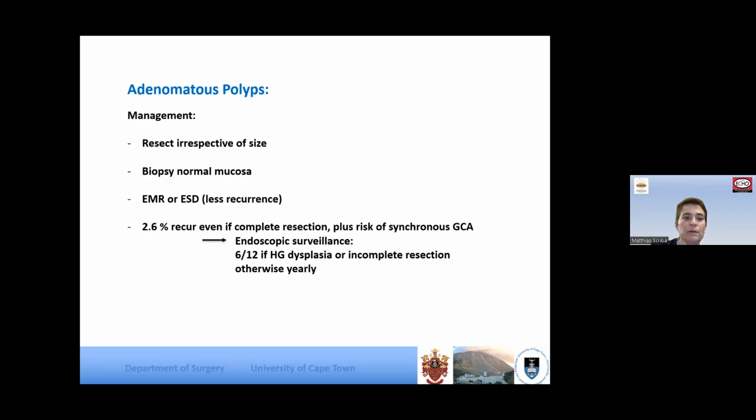What should you be doing? You must resect them, irrespective of the size. Small, big, they must come out. Remember again to biopsy the normal mucosa surrounding it. Which way you do it depends very much, to me, on where it is situated, and obviously your personal experience, how happy are you to do an EMR versus an ESD?